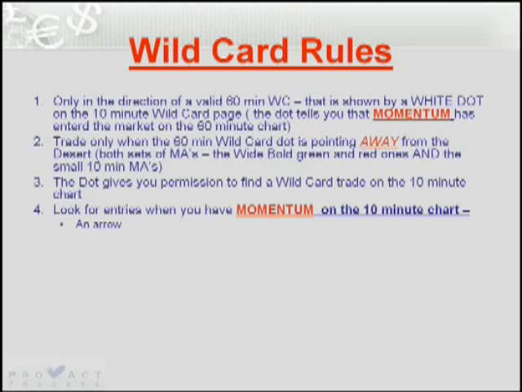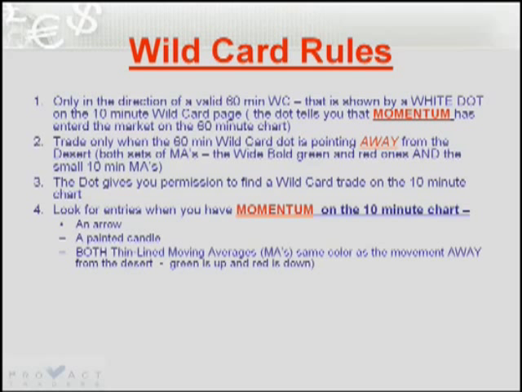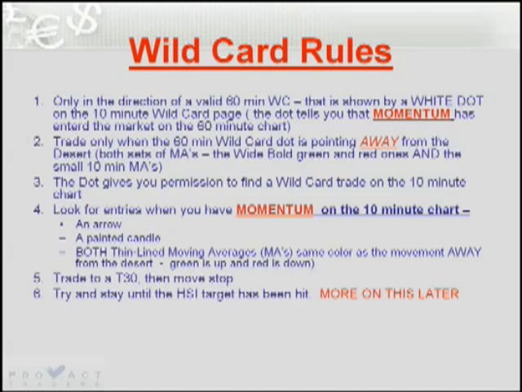So what do we need? After we have the dot, we need an arrow. That tells us money is entering in the direction that we want it to go. Then we need a painted candle. The painted candle tells us there's so much money coming in, it has the ability to turn a candle from a regular old dull green one into a bright green one. It tells us there's speed in the marketplace. Then we have to have both of the sets of moving averages, there are two sets of them there, going away from the desert. Green is going up, red is going down. We trade to a T30. I'll talk about them more a little later. And then we move our stops. We try and stay in until the HSI target has been hit. Again, I'll tell you a little bit more about the HSI in just a minute.